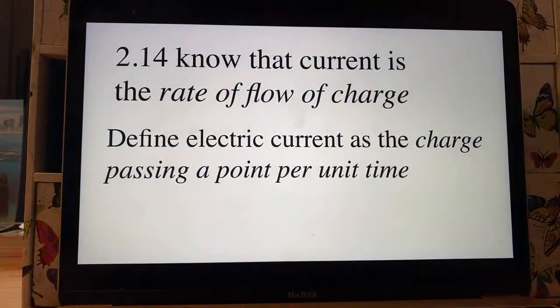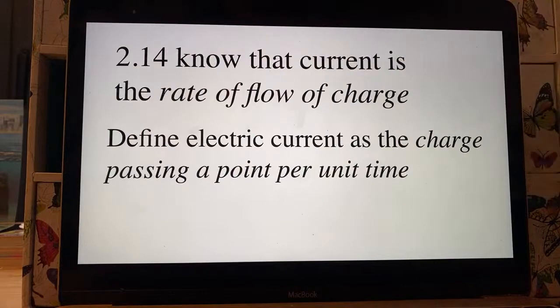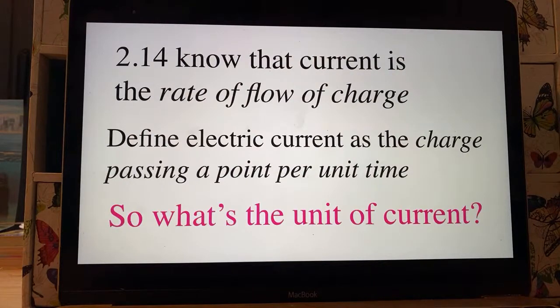Current is the rate of flow of charge. It's the charge passing a certain point per unit time. What's the unit of current? The coulomb is the unit of charge. But if current is how much charge passes a certain point per second, what's the unit of current? Man, with the tricksy questions. I'm going to write something on the board while you think about it.